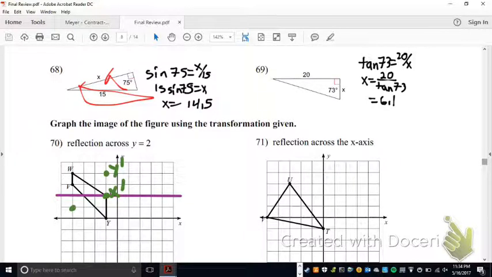V is 1 above the line. V prime is going to be 1 below the line. W is 2 above the line. W prime is going to be 2 below the line. Connect our dots, and that's what that reflection looks like.